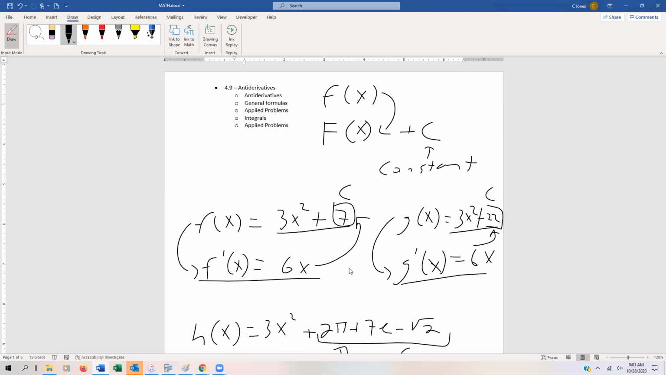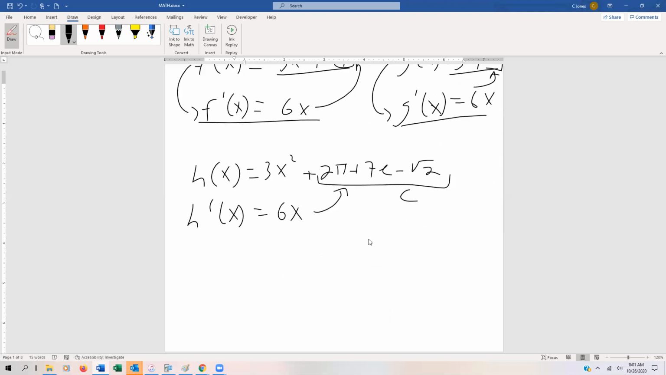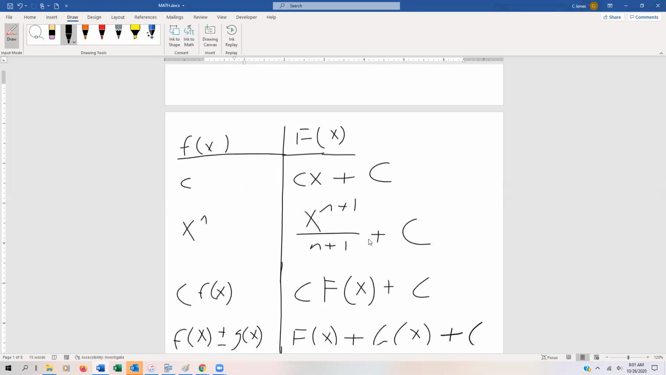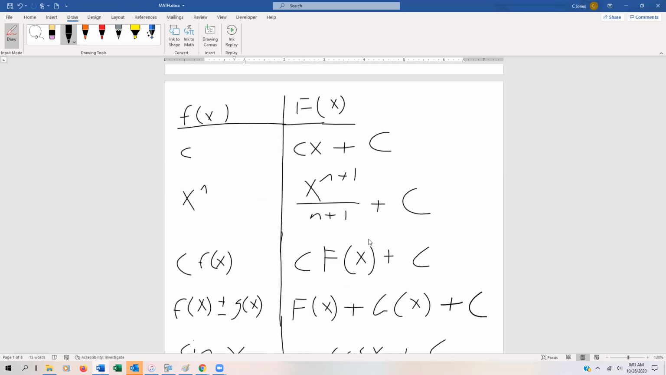All right, so every time we take an antiderivative, we're going to have this constant c that's going to go in there. Now, how do we take antiderivatives? Well, you just go backwards from a derivative. All right, so I have a list of rules here. And so let's say we just have c as a constant.